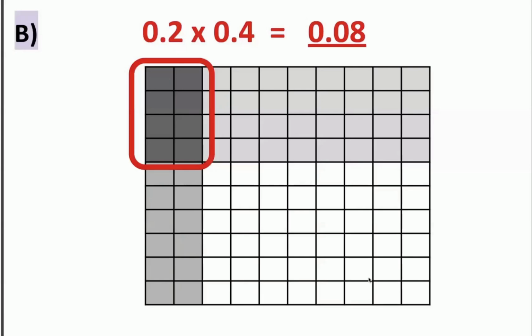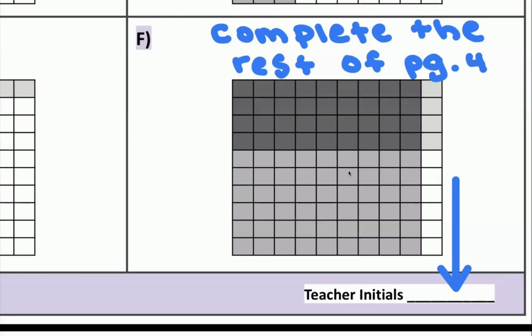Check your work for problem B. You can see we have 2/10 for our vertical columns, 4/10 for our horizontal rows, and then 8 hundredths. Make sure you didn't write 0.8. That would be 8 rows of 10. The 8 is in the hundredth spot, 8 out of 100 overlap. Complete the rest of page 4, then check in with your teacher to get feedback. Come back to the video when you're ready for page 5.